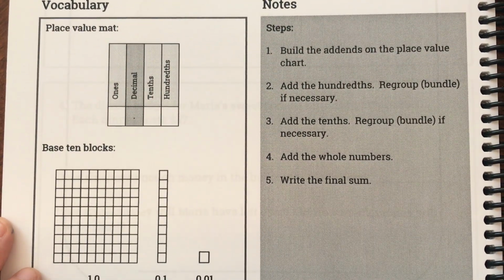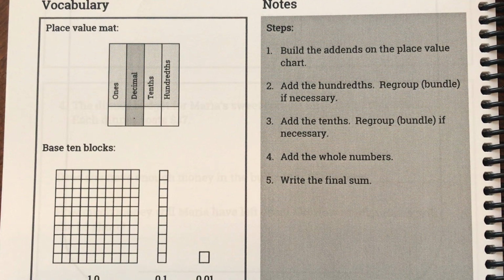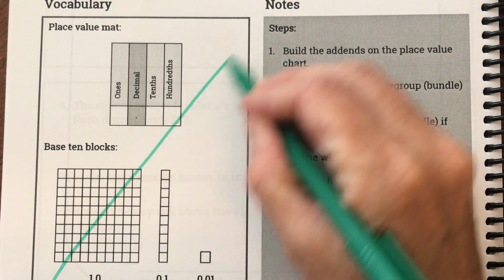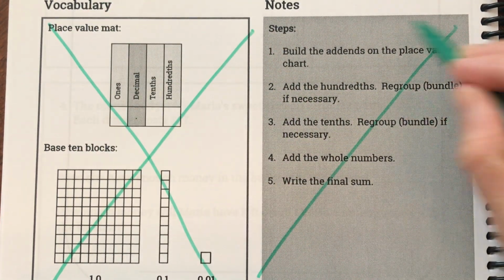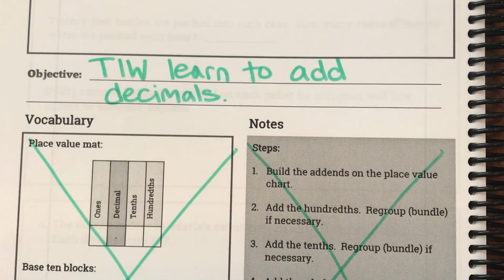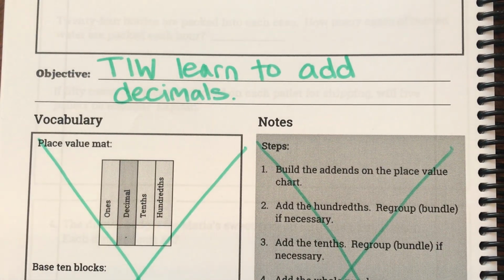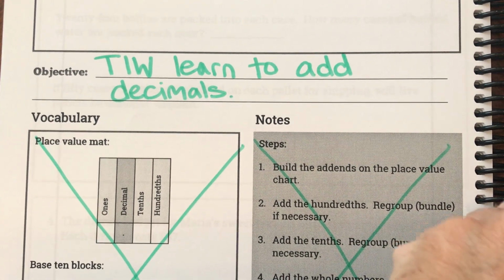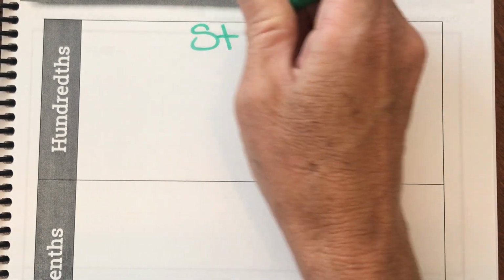The strategy that they originally were going to teach you is adding using base 10 blocks and pictures. We are not going to do that. Let's just put a big cross on that. We're just going to be learning the algorithm for adding decimals. I do have some steps for you, and since they didn't leave room for us, we're going to take our steps on page 188 where we have a lot of extra room. Write here on the top of page 188, steps.